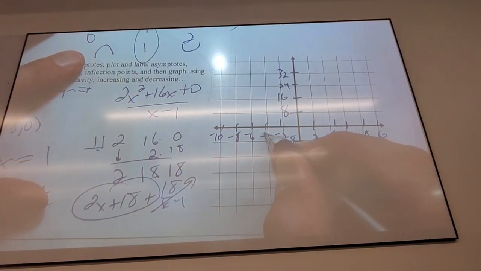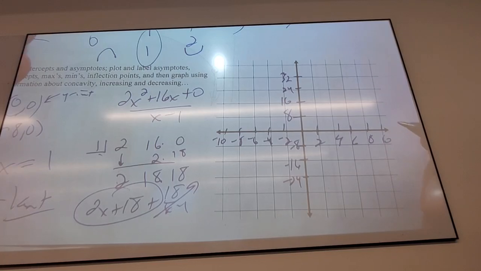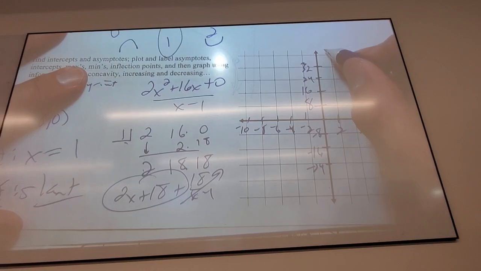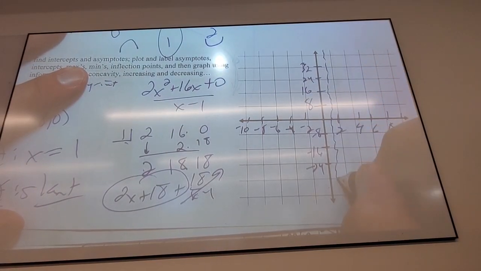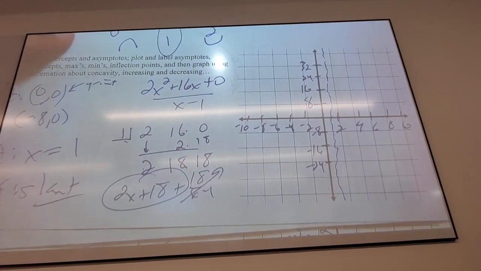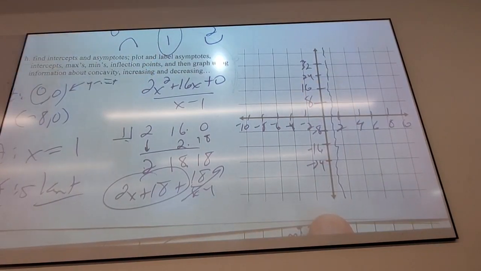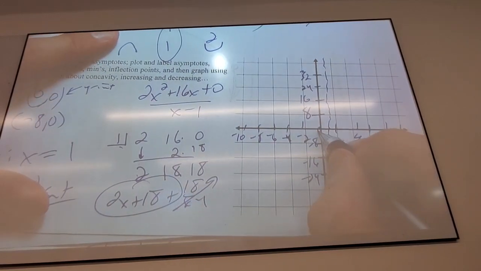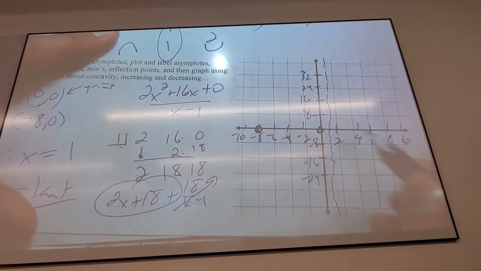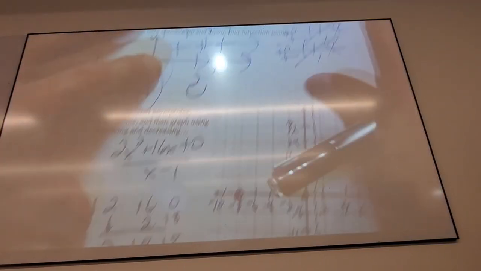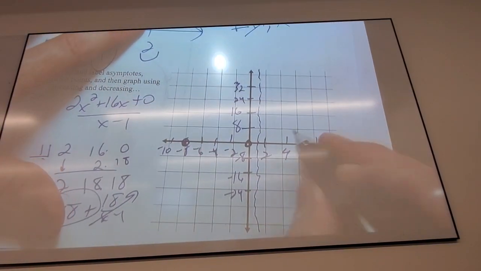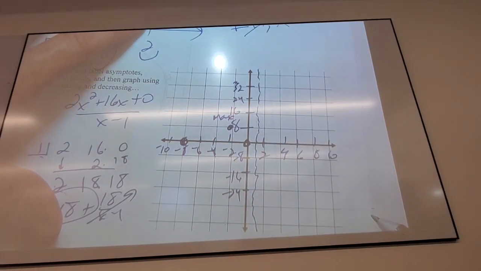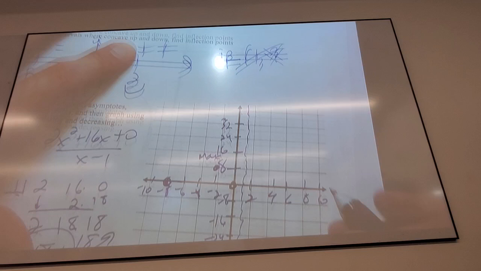So now I can start plotting some stuff. What's my vertical asymptote? x equals 1. So I'm going to put a wall there. Make whatever sound effect you want. So that's the shield that we're going to slam up against. I got my intercepts 0, 0, and -8, 0. I've got my max and min. -2, 8 is a max. And where'd it go? There it is. 4, 32 is a min.